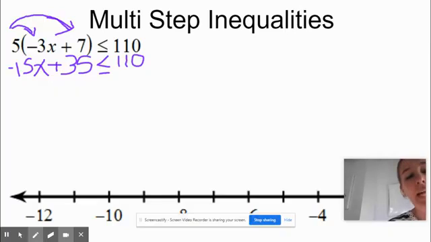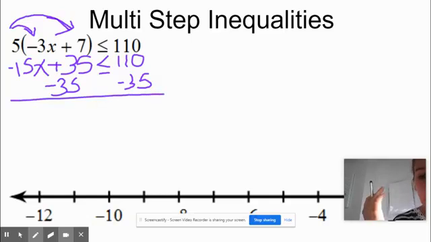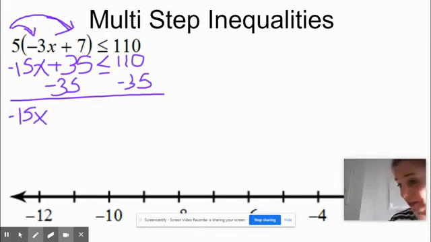Okay, cool. So now I have this x over here. This 35, that is a constant. It needs to go over with the other constant, right? So I'm going to subtract 35. And remember, subtracting does not require an inequality flip. I'm not multiplying or dividing by anything like that, right? So this -15x comes down. 35 minus 35 is nothing. They cancel out. They're 0, right? That's why I did it. And then the less than or equal to sign comes down. And then 110 minus 35 is 75.